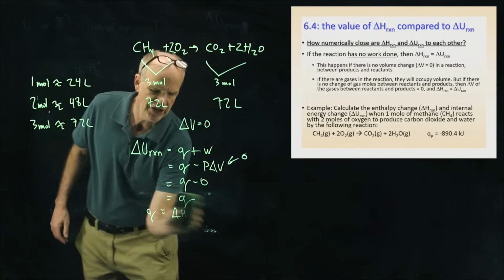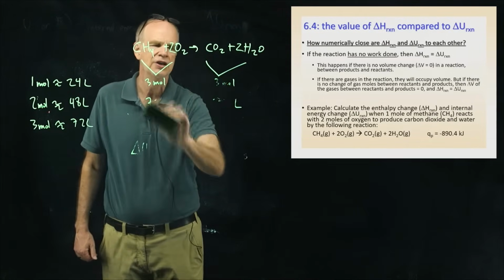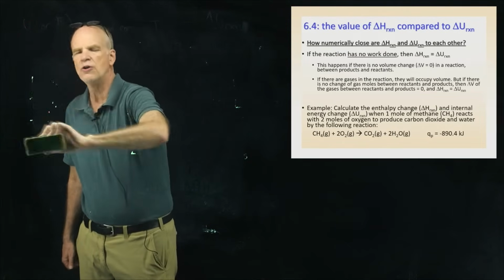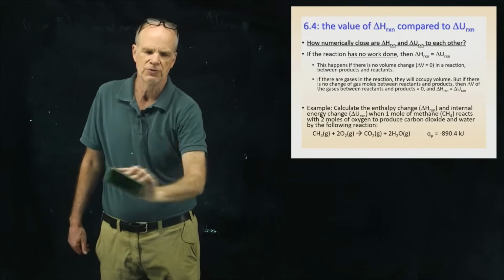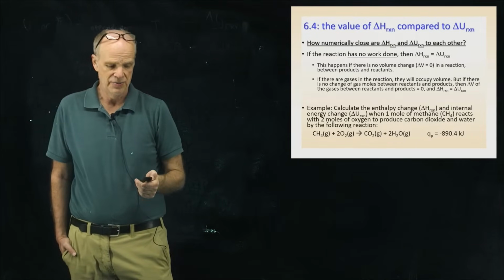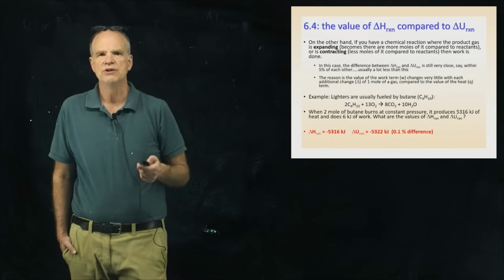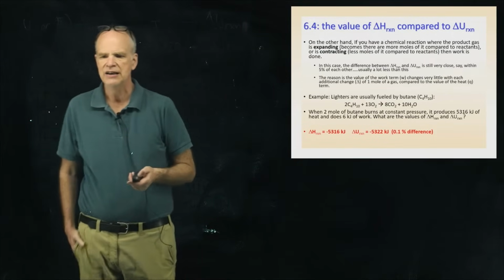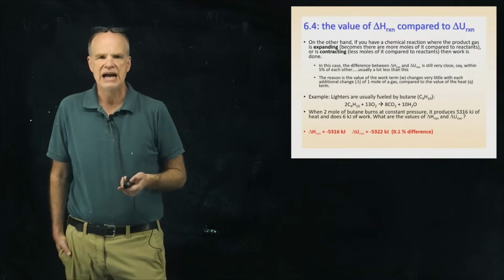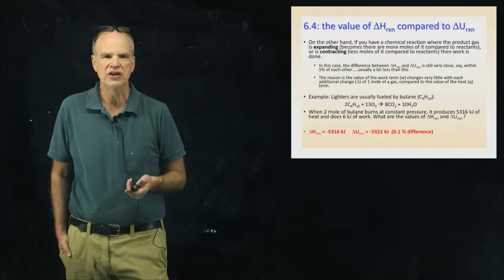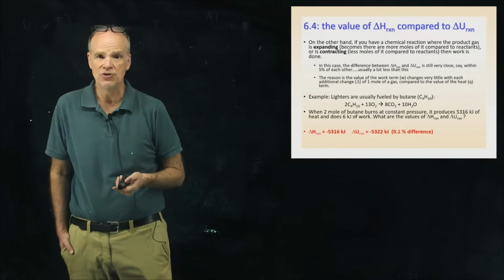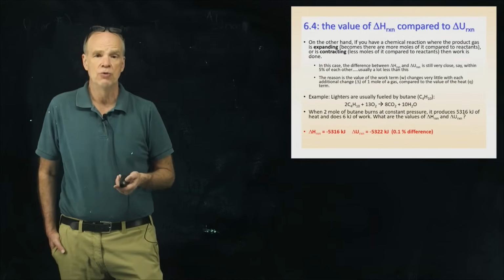Most of the time, though, when you're carrying out chemical reactions, a little bit of work will be done. The reason is maybe the volume increases as you go from reactants to products, or maybe the volume decreases. Let me give you another example of that. On this slide, if you have a chemical reaction and volume is increasing, maybe because you have more product volume than reactant volume, then you're going to have the system doing work on the surroundings.